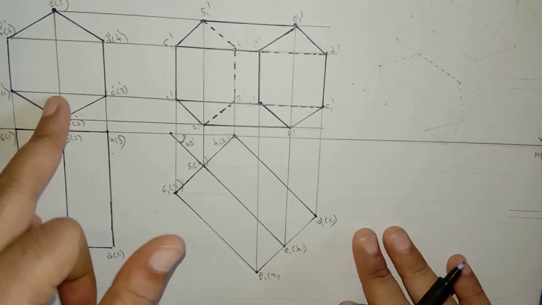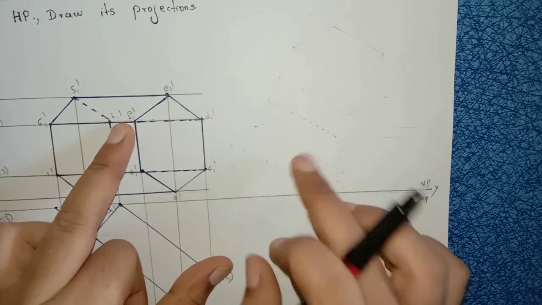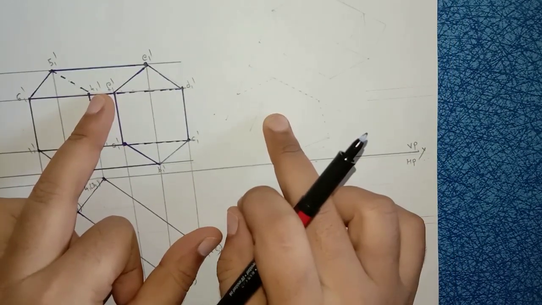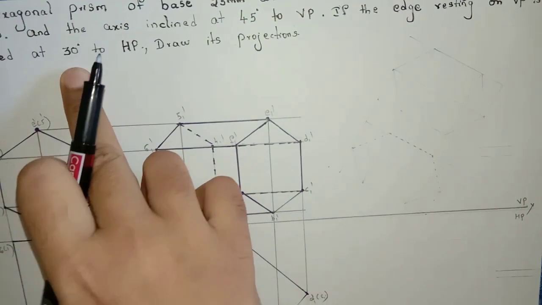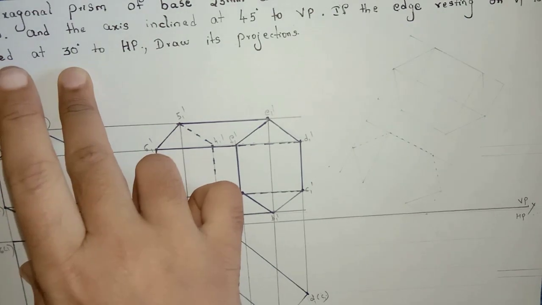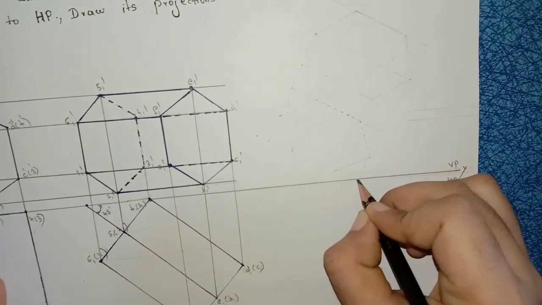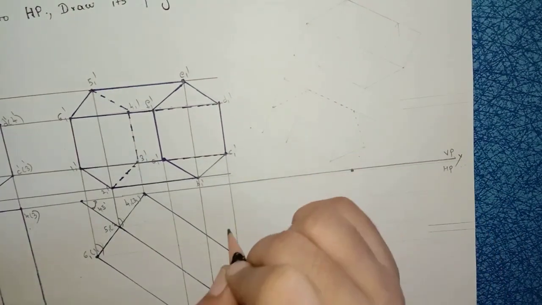Right, so I have done the first step, second step, third step, fourth step. Now I am going to construct the fifth step. In order to construct the fifth step, the axis should be inclined to HP. So how much is the angle here? 30 degrees to HP. So what I am doing, I am leaving some distance. I am marking a point here. Right, now I am taking a 30 degrees angle.